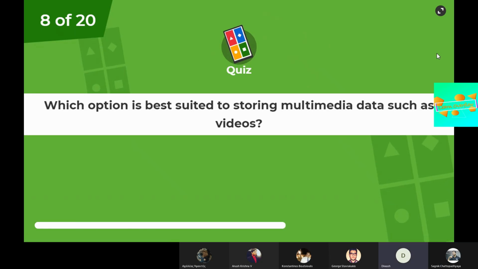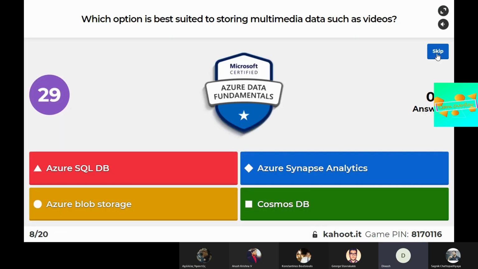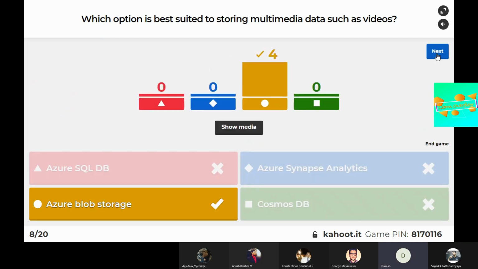Which option is best suited to storing multimedia data such as videos? Azure SQL DB in red, Azure Synapse Analytics in blue, Azure Blob Storage. I just discussed the point about blob storage. Blob storage stores videos, audios, and this kind of file formats. It's the correct answer.